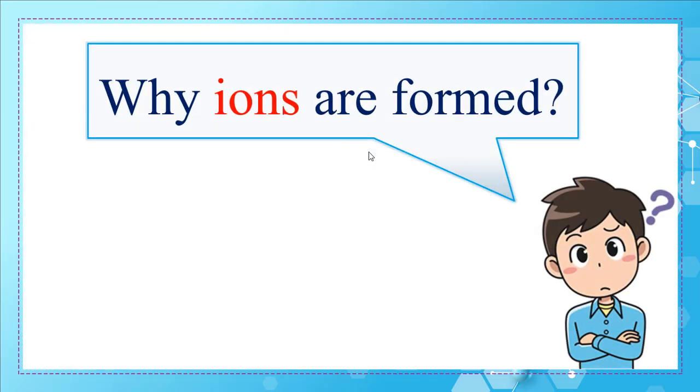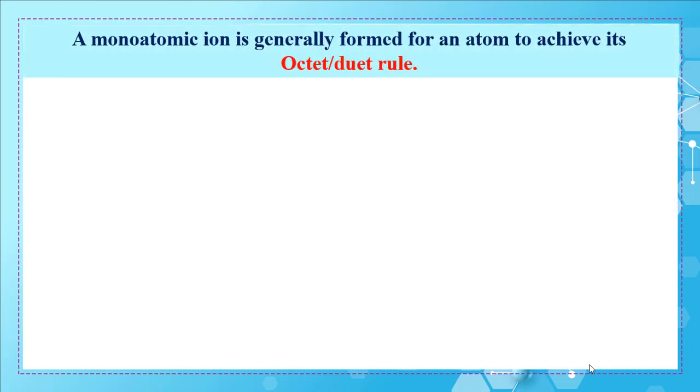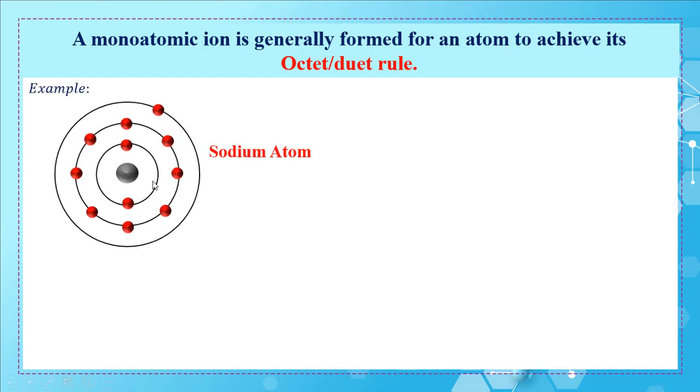But why are ions formed? In fact, a monoatomic ion is generally formed for an atom to achieve its octet or duet rule. Let's take an example about the sodium atom. Sodium atom, as you can see, has one valence electron. This electron is a valence electron because it's the only one found on the outermost shell.